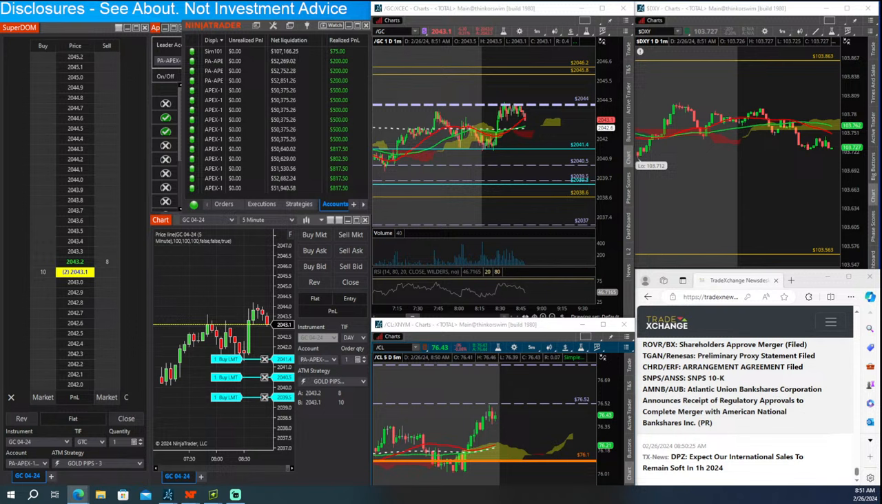With gold, you need to spread it out a little bit more. ES, you can be tight because it's $50 a point. Here in gold, it's $10 each tick, so it's a little less. You gotta make your gold stops twice as big as your ES stops.